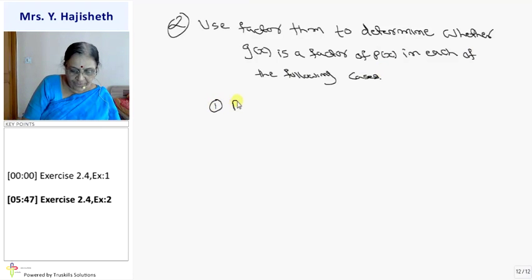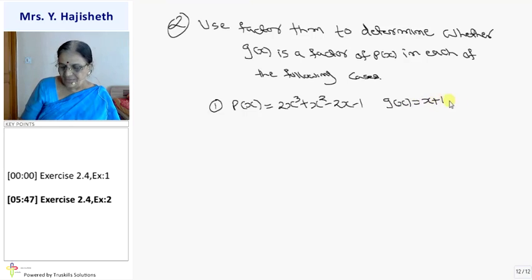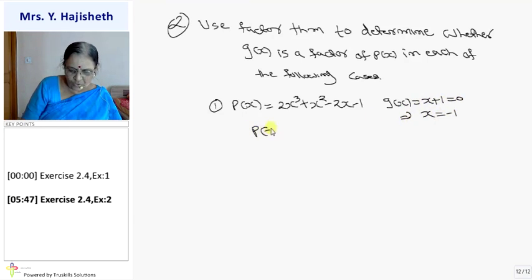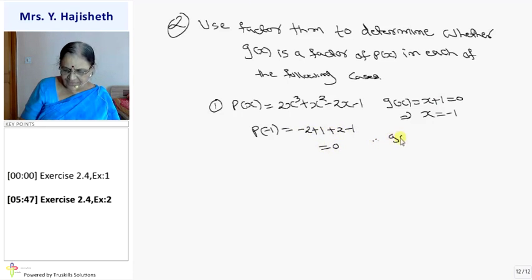First sum I am doing, others you will try at home. In next lecture we are doing more sums. p(x) is 2x cubed plus x square minus 2x minus 1, and g(x) is x plus 1. Very simple. Equate with 0, x is minus 1. So if p of minus 1 is 0, it is a factor, otherwise not. p of minus 1 is minus 2, plus 1, plus 2, minus 1. It is 0. Therefore, g(x) is a factor of p(x). Clear?